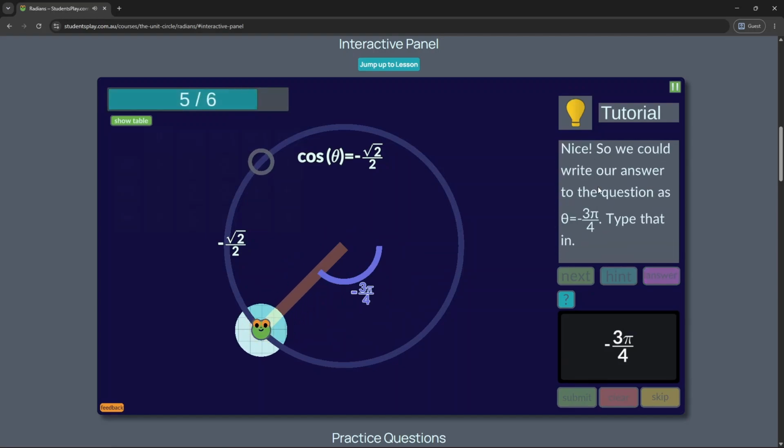Nice, so we could write our answer to the question as theta equals negative 3 pi on 4. Type that in. So theta equals there.